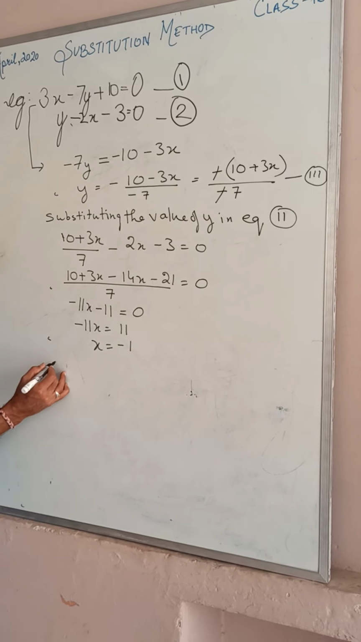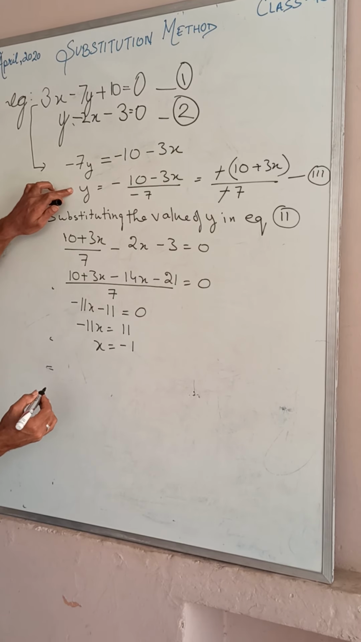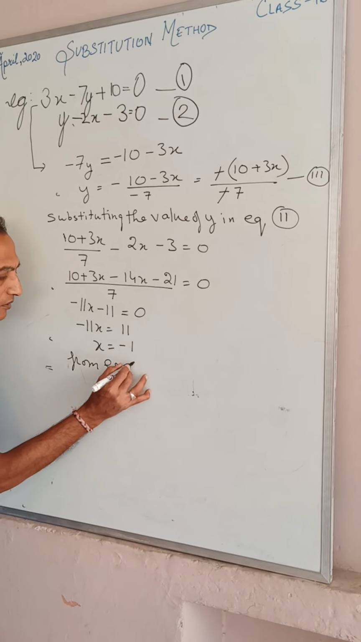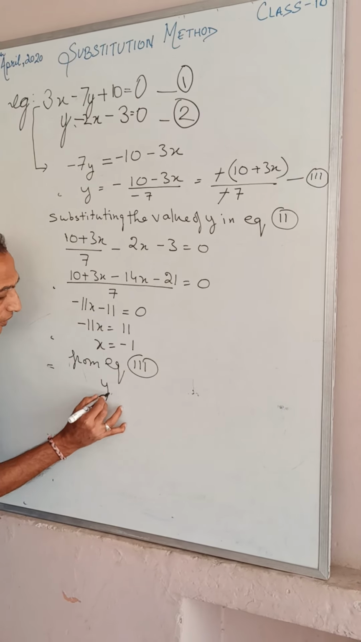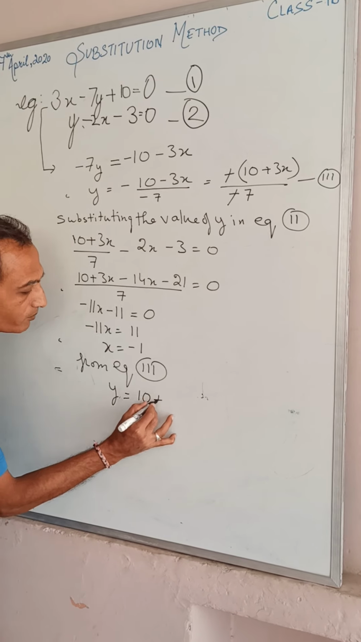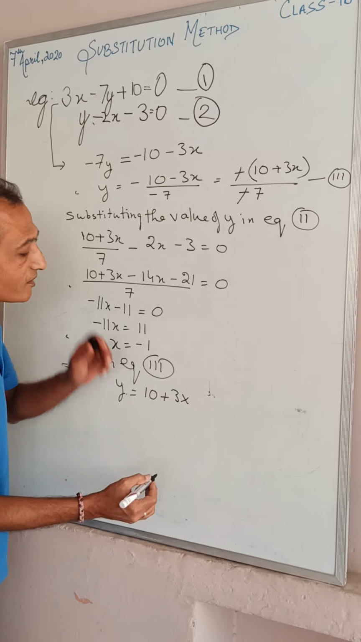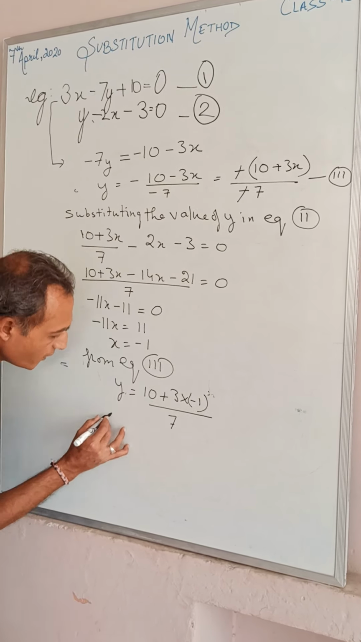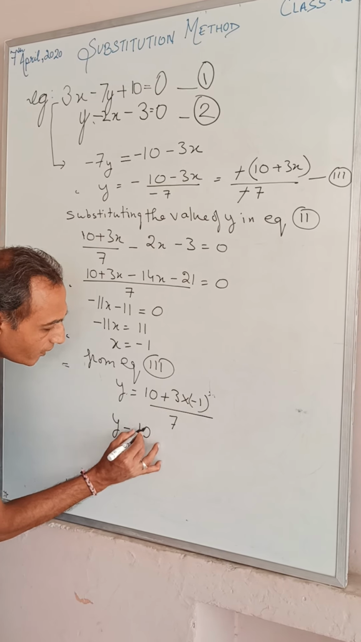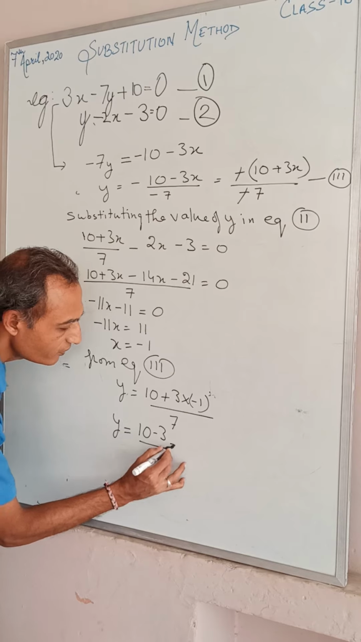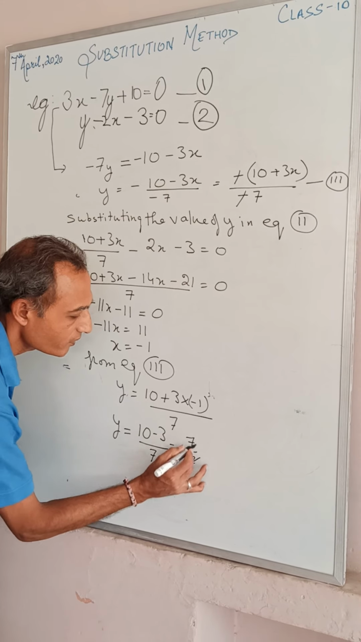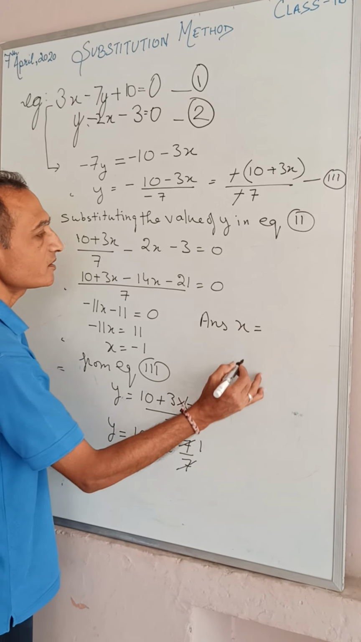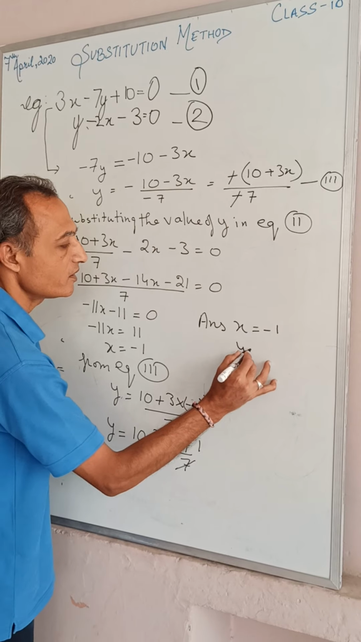Now substitute this value of x in equation number 3, which is ready made for me. So I write from equation 3, y is equal to 10 plus 3. In place of this x, I substitute minus 1, whole upon 7. I get y is equal to 10 minus 3 upon 7, which is 7 upon 7, and which gives me 1. So my final answer is x is minus 1 and y is 1.